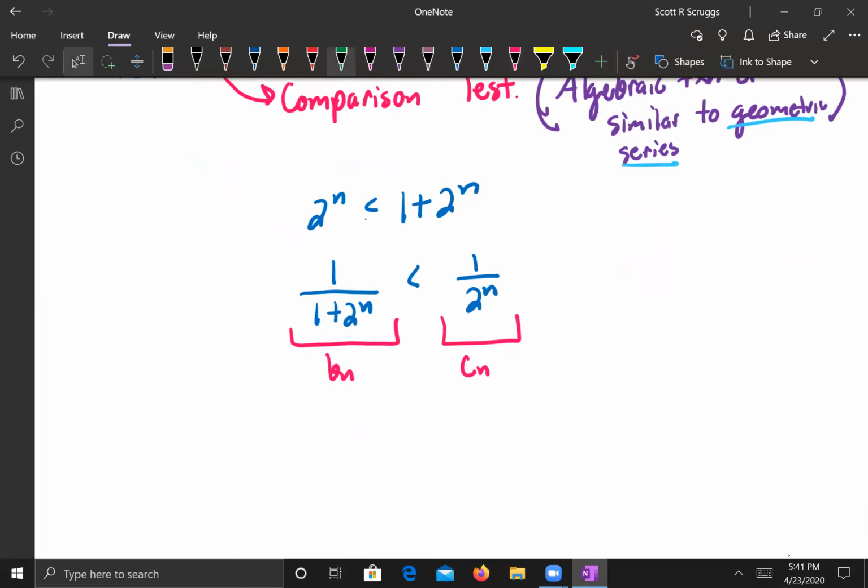And with this series, 1 over 2 to the n, that's 1/2 to the nth power. And that's a geometric series with r being 1/2.